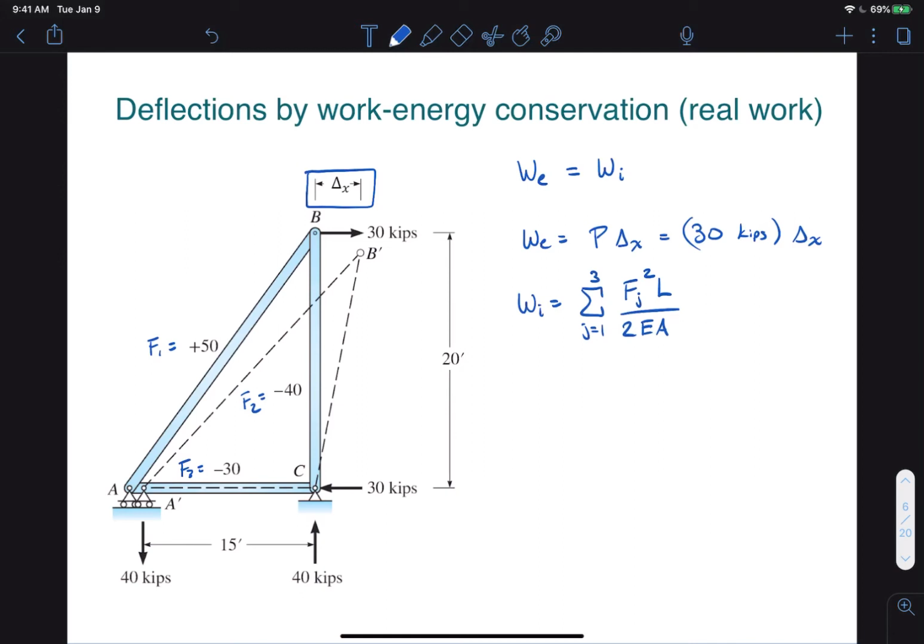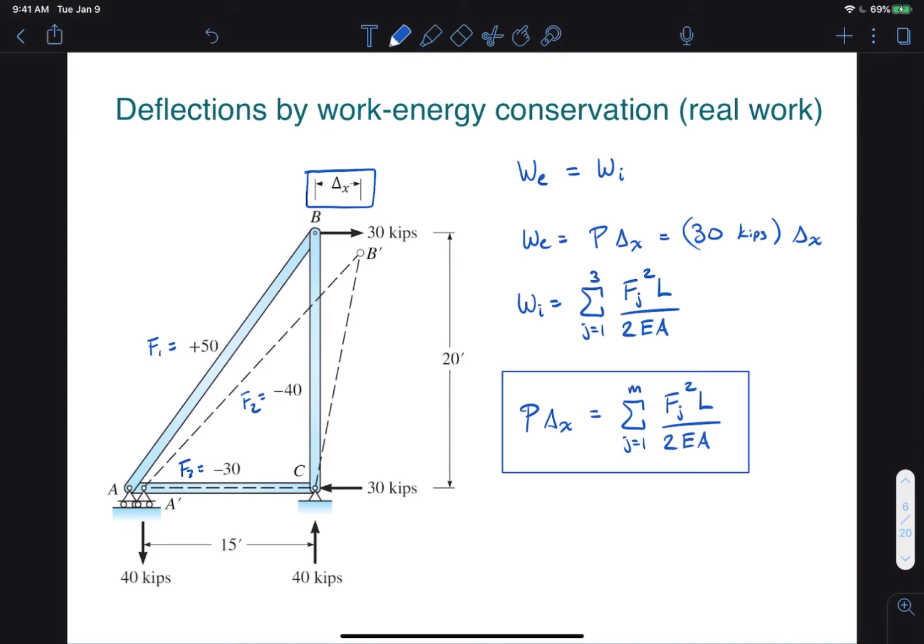All right, so our final equation would be P times delta X, the external work times the external displacement, equal to the sum of all the member forces. And in this case, I'll just make it more general for any truss by saying M, the total number of members. So this is what we would call the work energy method.